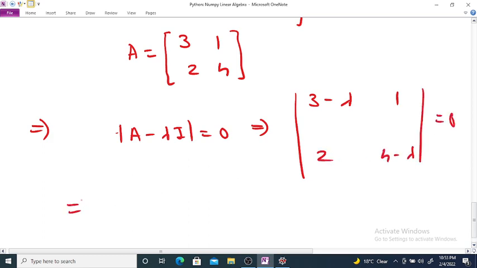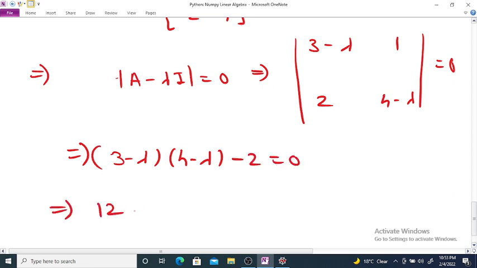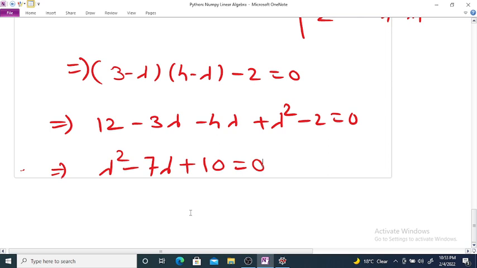So if we simplify this determinant, it is equal to (3 minus lambda) into (4 minus lambda) minus 2 equal to 0. So this is equal to 12 minus 3 lambda minus 4 lambda plus lambda square minus 2 is equal to 0. So this is equal to lambda square minus 7 lambda plus 10 equal to 0. Now this is a quadratic equation in lambda.